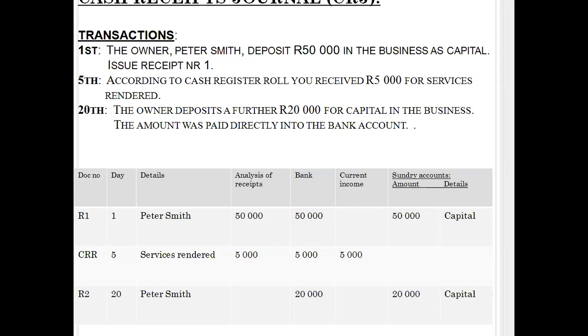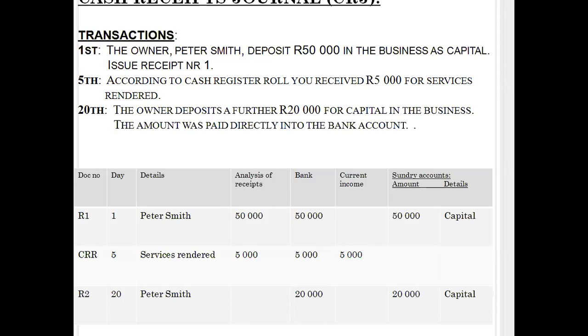Right. Why do you go to analysis of receipts? Because the cash money was received at the business. So it's first going to the safe before it can go to bank. And remember what I've said, every time you write the words services rendered with details, then it must also be in the current income column. Right, so this time there's nothing with sundry accounts because you want to put it with current income and with sundry accounts, some of you guys.